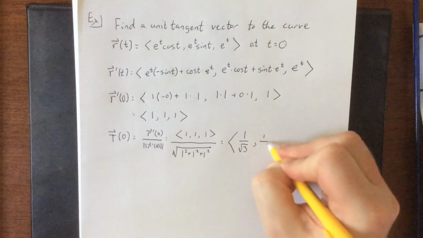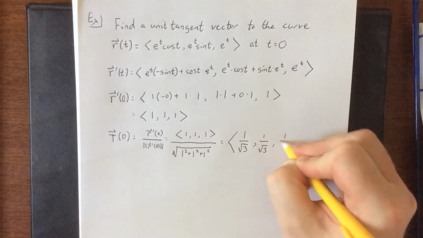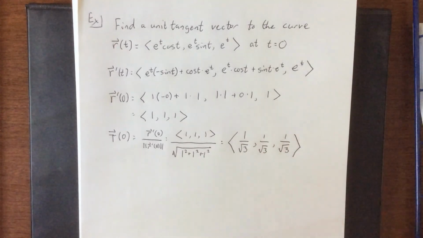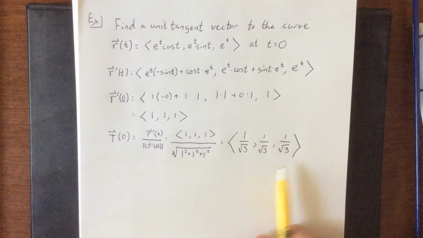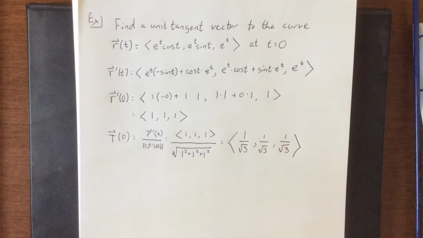So our unit tangent vector to the given curve at the given value of the parameter is going to be 1 over the square root of 3, 1 over the square root of 3, and 1 over the square root of 3. Good stuff.